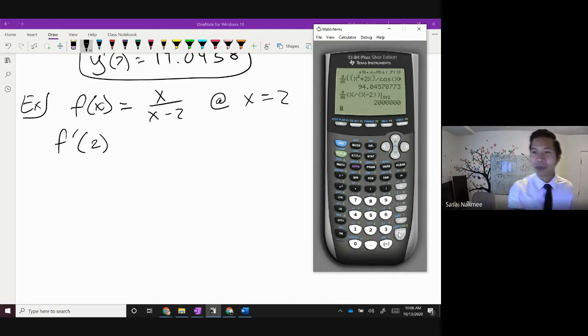Now that could be possible, right? That is possible. You could have a slope of a tangent line equal to 2 million. But let's actually examine this one by hand first of all. Let's take a look at this guy.